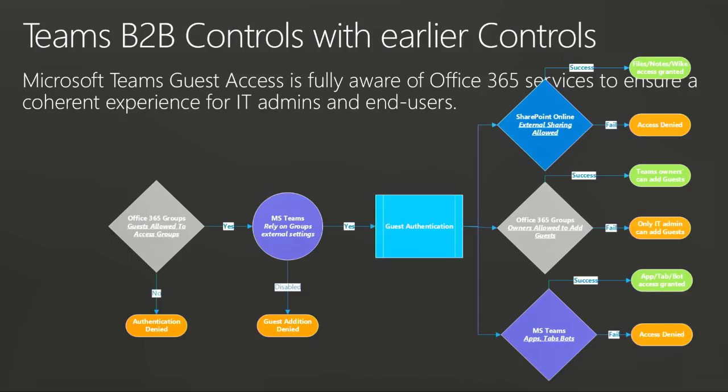But then when they're trying to access files, they will check the SharePoint setting, the top one up there. You can take a look at the diagram in detail, and you'll have the slides in the content to see how the decision making is done at each point. It's a mix of the SharePoint controls and the Office groups controls. And this is a very cool model because they're not inventing any new controls of their own.